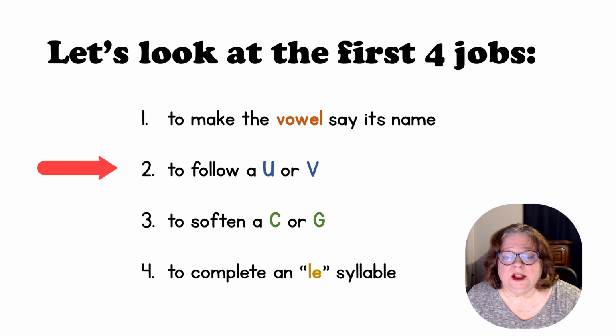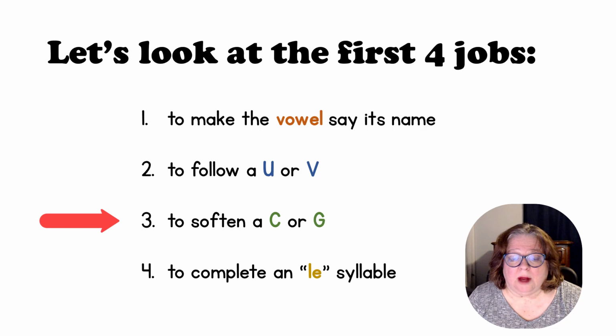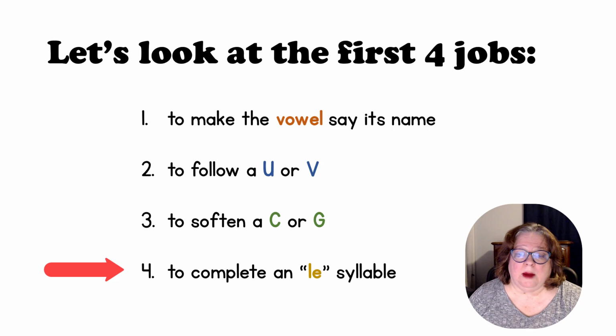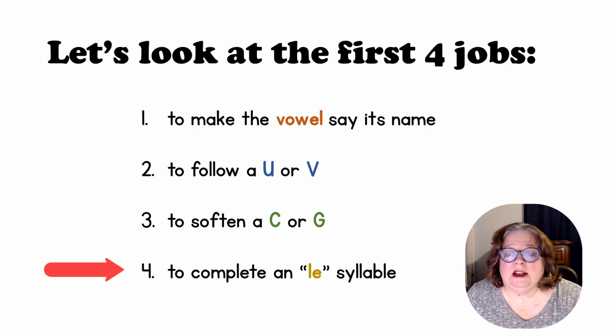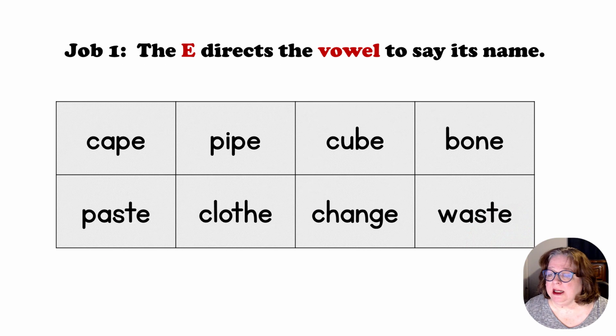The second job is to follow a U or a V. In English, words cannot end in U or V. The third job is to soften a C or a G. The fourth job that we'll look at is that a silent final E can complete a syllable. All syllables must have a vowel. This job for the silent E directs the vowel to say its name, and this is the one that we teach first in reading. Let's look at some examples here.